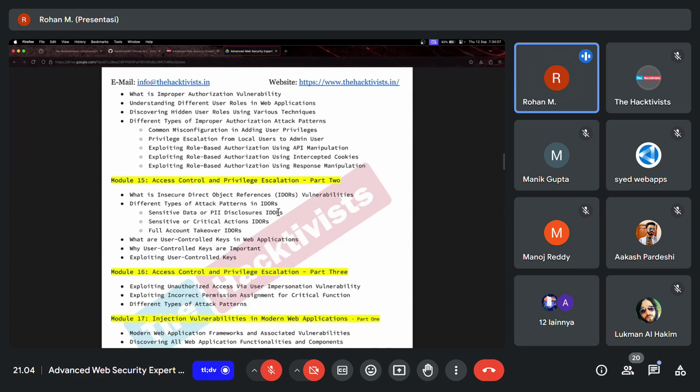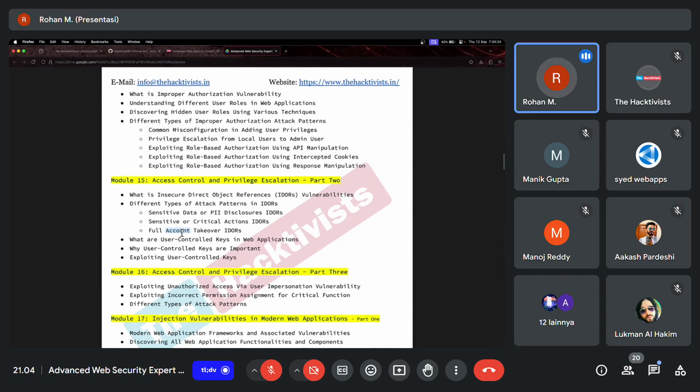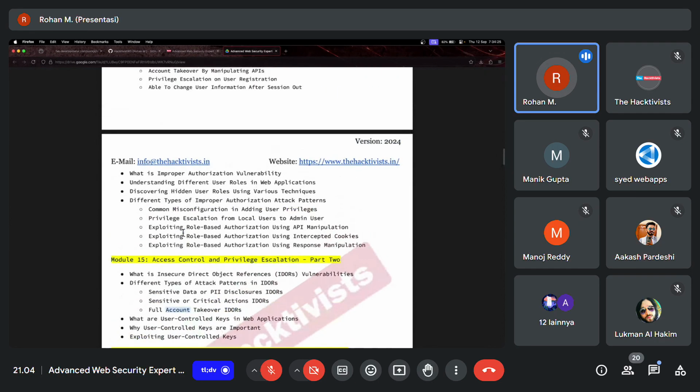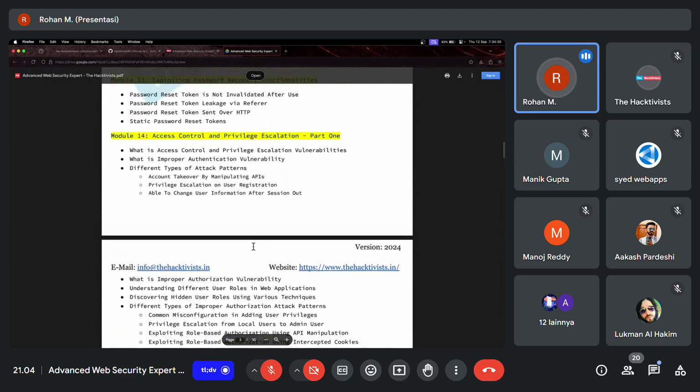You will see a lot of security issues that you have commonly heard of: IDOR, various types of IDOR. Most people believe that IDOR means accessing another user's data, but it is a lot deeper than that. You can even have a full account takeover using IDOR. So we will be discussing various attacks and attack patterns related to these vulnerabilities.